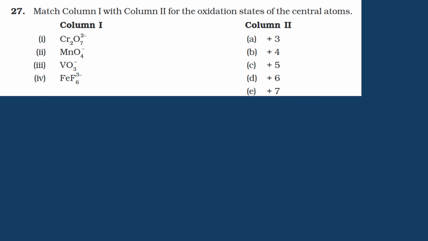Question 27. Very easy question. Really easy question. All we got to do is match these with the oxidation states of the central metal atom. Metal लिखा नहीं है, but they're all metals. Okay, I'm going to cheat here and I know that this is +7. I know that this is +6. We can figure out the rest.